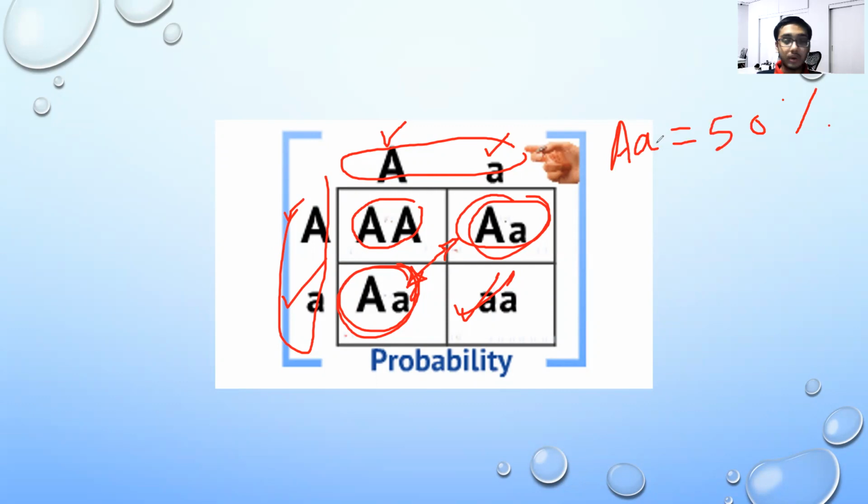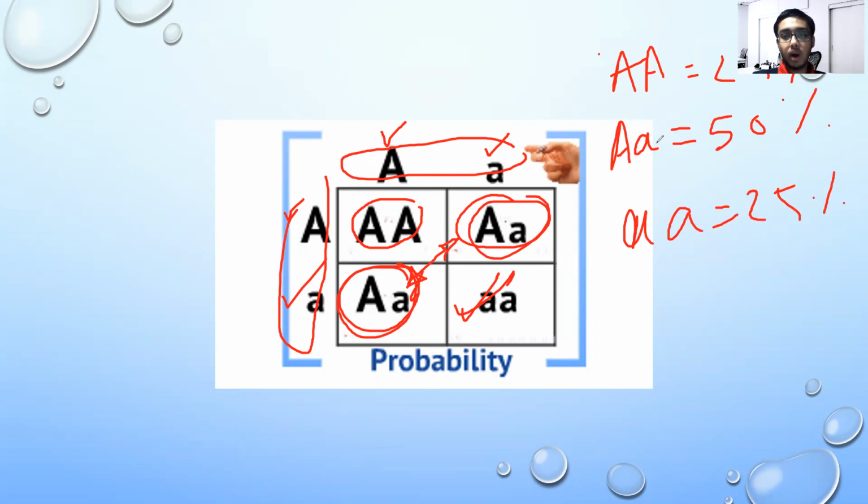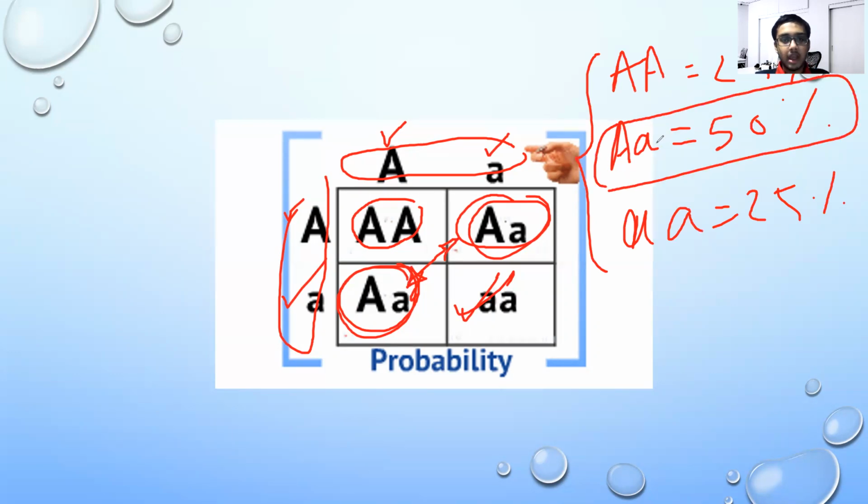We can never be sure about it. There is a probability in it. Both capital A's is a 25% probability, whereas both small a's is again a 25% probability. So among these three cases, a capital A, small a is more probable than the others. So this is how genetic counseling is done.